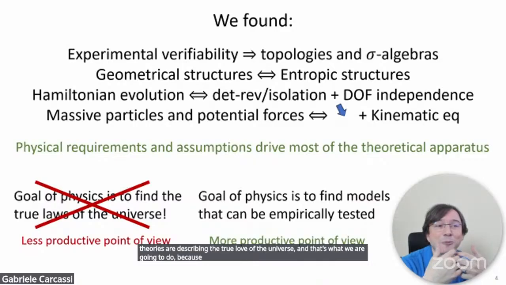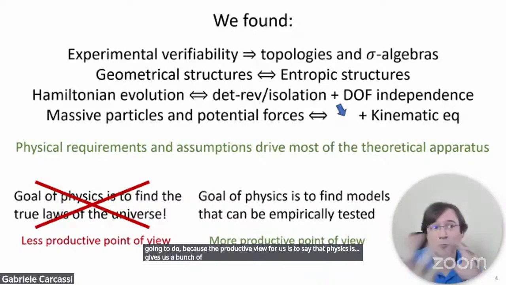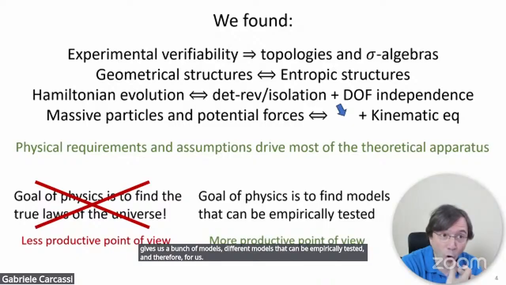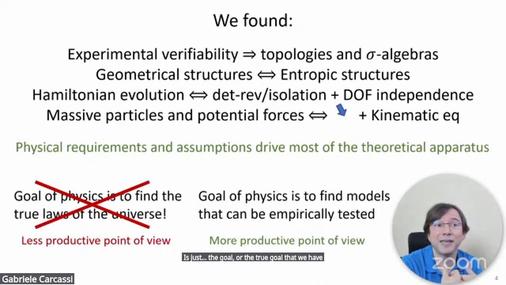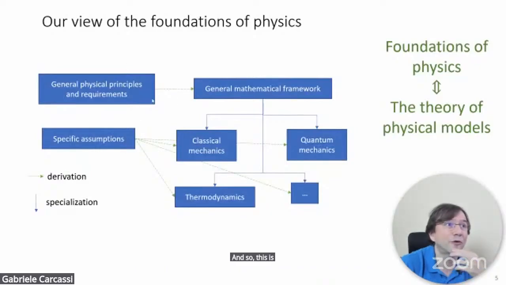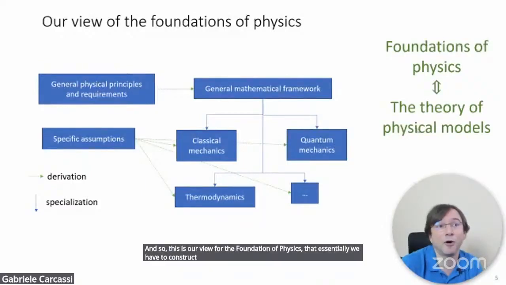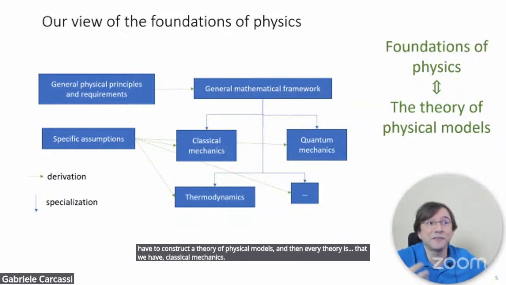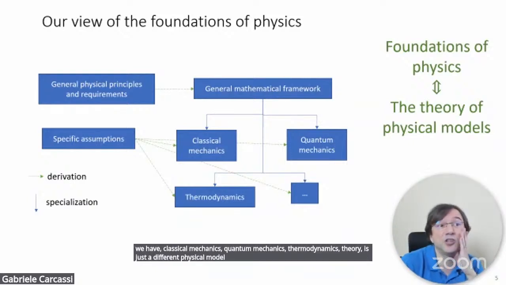Because the productive view for us is to say that physics gives us a bunch of different models that can be empirically tested, and therefore the true goal that we have is to clarify under what assumptions and what conditions those models actually are going to work and give the correct prediction. And so this is our view for the foundation of physics, that essentially we have to construct a theory of physical models, and then every theory that we have, classical mechanics, quantum mechanics, thermodynamics, field theory, is just a different physical model that you're going to use in different cases.